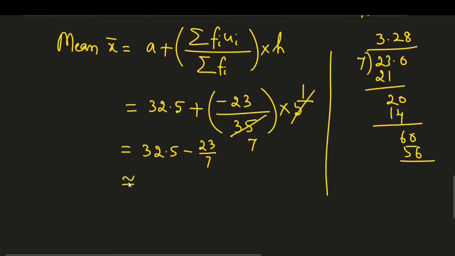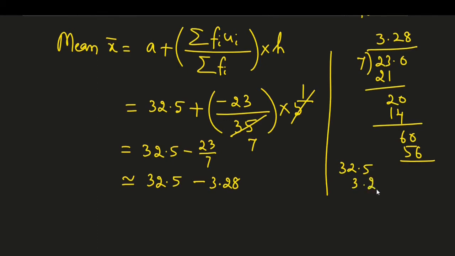This is approximately equal to 35.5 minus 3.28. 32.5 minus 3.28. This is 2. This is again 2. Here we get 9, then 2. So this is equal to 29.22.